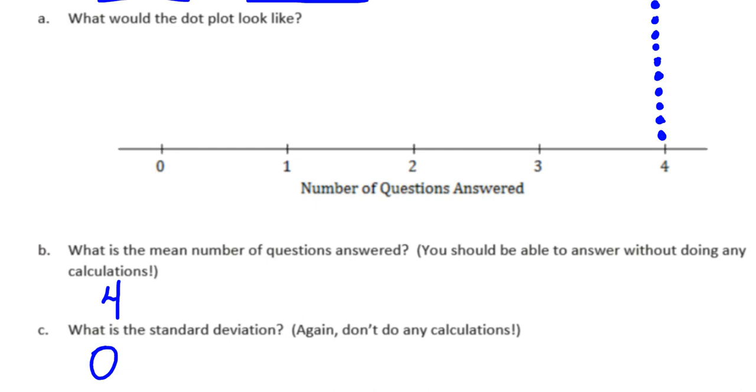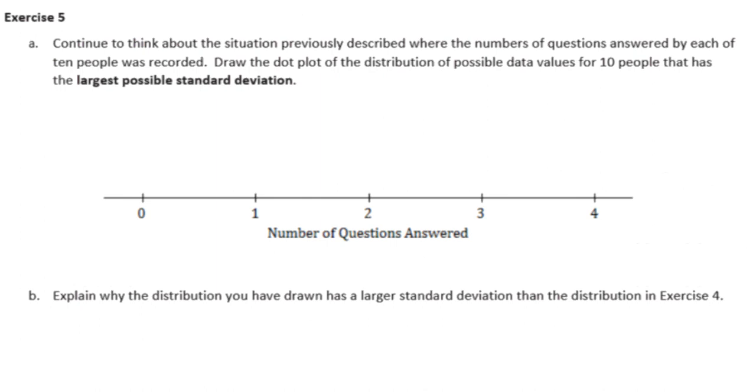All right, continuing on, still thinking about the survey. Draw a dot plot of the distribution for the possible data values for 10 people that have the largest possible standard deviation. Once you have that drawn, explain why that distribution has to have the largest standard deviation possible versus the smallest one possible in exercise 4. So again, pause the video, do your sketch, and write your quick explanation.